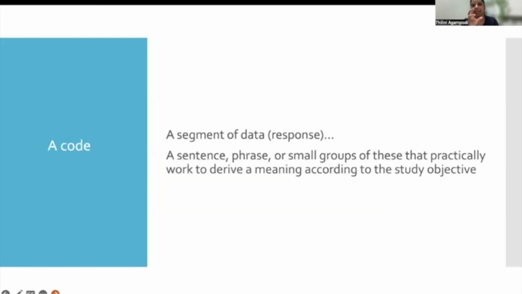Right. So the basic step in qualitative analysis is to identify a code, right? So you have written transcripts. You are going to identify codes. So what is a code? A code is a segment of data, a segment, right? So it can be a sentence, a word, a phrase, or a small group of sentences, a paragraph, right? A segment of data that derives a meaning according to the study objectives, right?